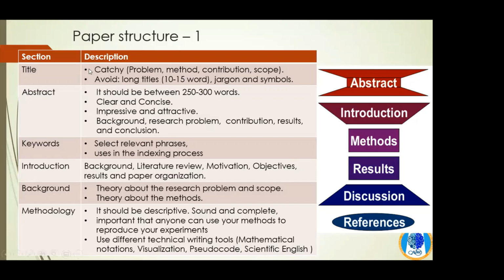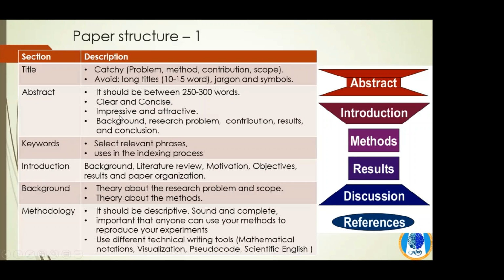But here is the general journal article paper structure. The paper has a title, and this title should be catchy and contain the problem, the method, the contribution, and the scope at least, and it should be not more than 15 words, and you have to avoid jargon and symbols. The abstract should also be between 250 and 300 words. It should be clear and concise.